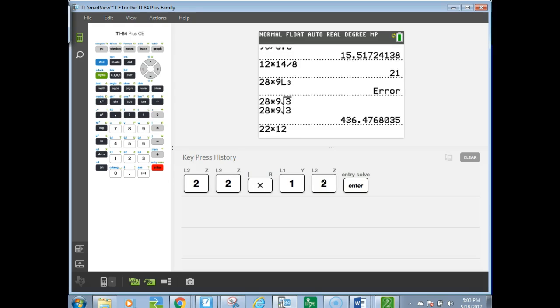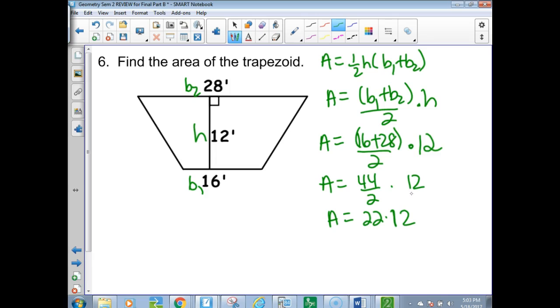All right, and that would be 264, and we are again doing an area. Those little slashes right there, that means feet. That'd be square feet.